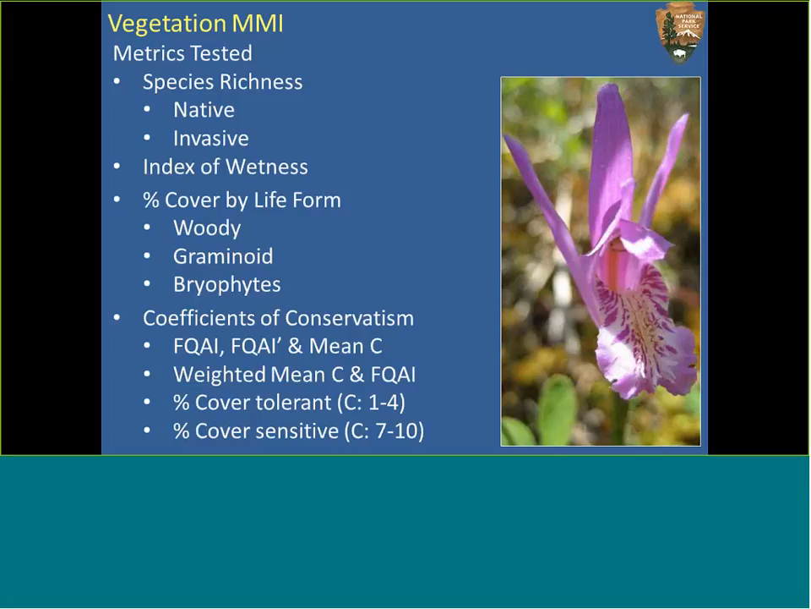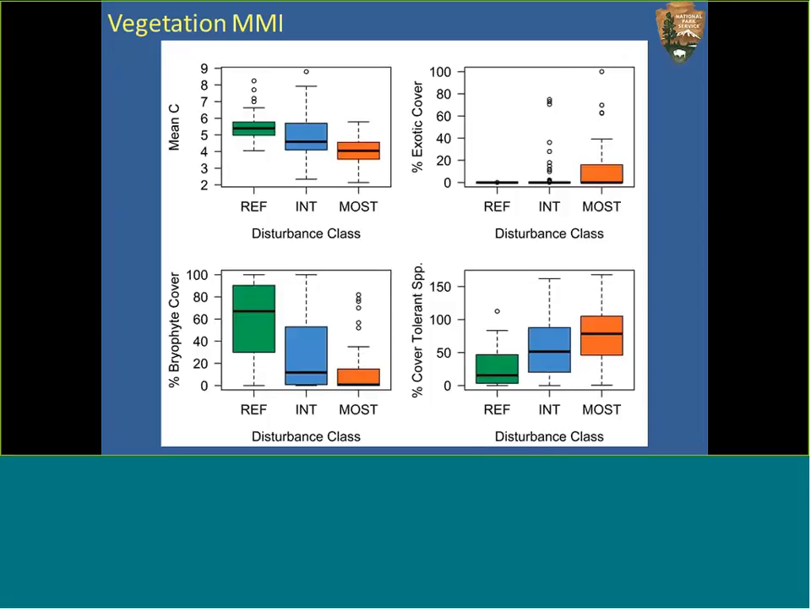I also looked at percent cover by life form, such as woody, graminoid, or bryophytes. And then any coefficient of conservatism-based metric that I could find in the literature, I used. So that included the FQI, even though I was a little hesitant to use it. Mean C, which is just the mean of all the coefficient of conservatism values of each plant species present. And then I looked at weighted mean C and SQI, which is weighted based on the percent cover of each species, and then percent cover of tolerant species. These are all native species that have a coefficient of conservatism from 1 to 4, and then percent cover of sensitive, which would be species with a coefficient of conservatism between 7 and 10.